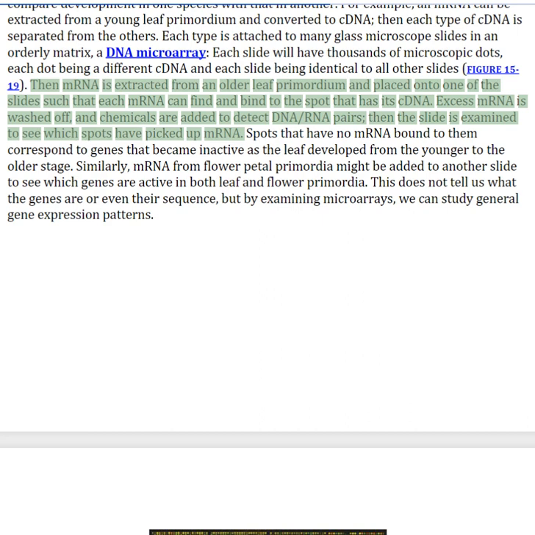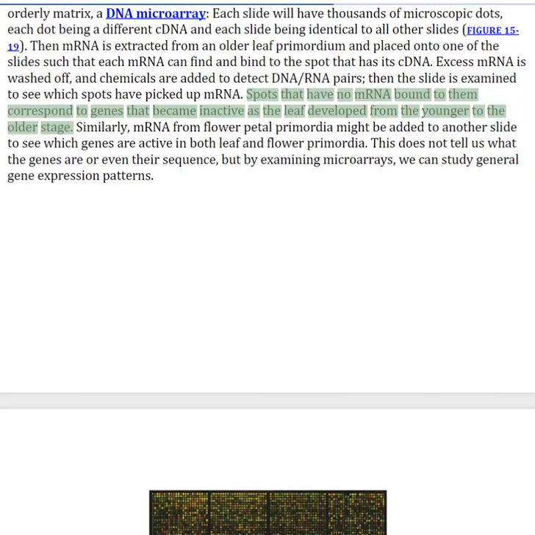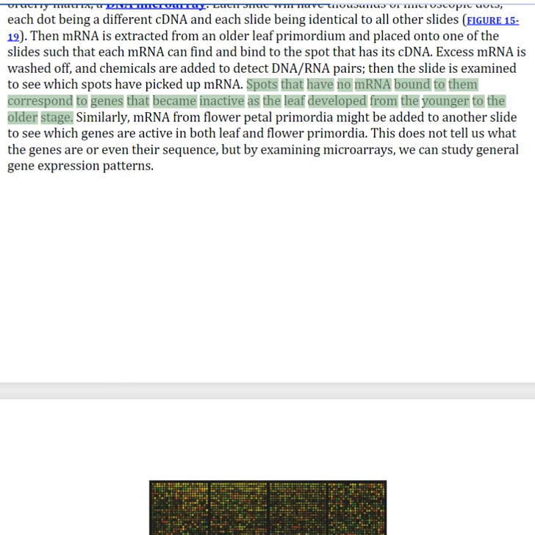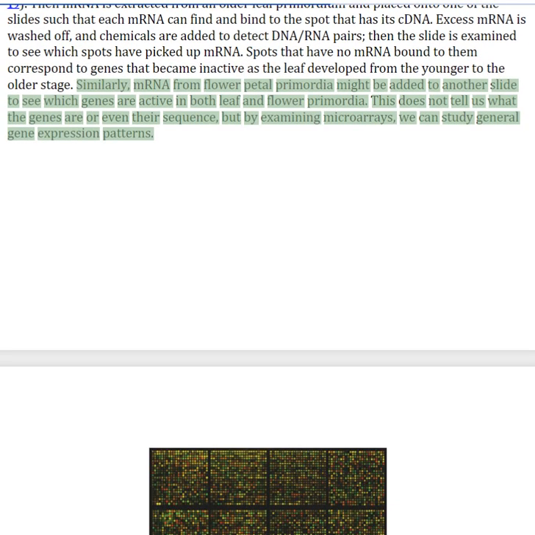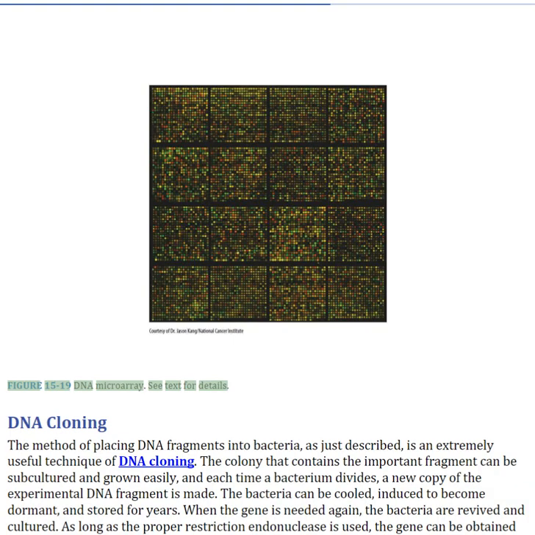Excess mRNA is washed off, and chemicals are added to detect DNA-RNA pairs. Then the slide is examined to see which spots have picked up mRNA. Spots that have no mRNA bound to them correspond to genes that became inactive as the leaf developed from the younger to the older stage. Similarly, mRNA from flower petal primordia might be added to another slide to see which genes are active in both leaf and flower primordia. This does not tell us what the genes are or even their sequence, but by examining microarrays, we can study general gene expression patterns. Figure 15(19) DNA microarray.